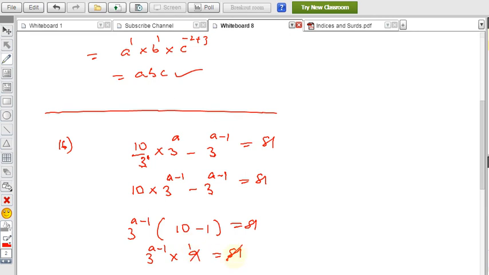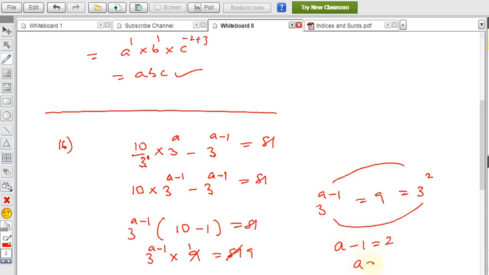So 9 ones are 9, 9 nines are 81. So 3 to the power a minus 1 is equal to 9. 9 we can write as 3 square. So the bases are the same, which means the powers are equal. A minus 1 is equal to 2, then a is equal to 3. Okay.